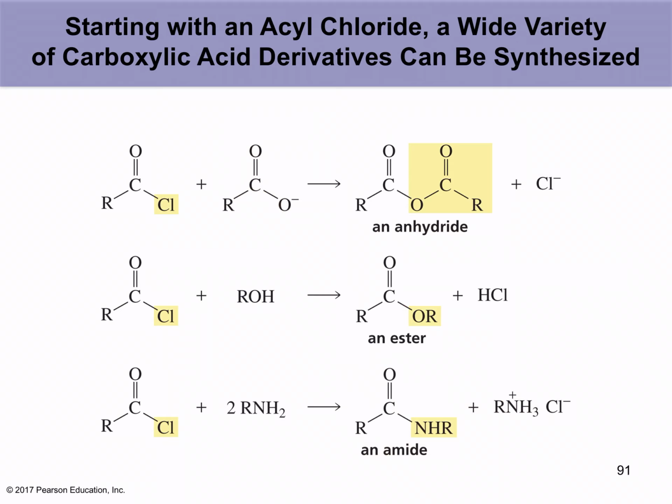Once you convert a carboxylic acid to an acyl chloride, it can undergo a wide variety of reactions, and it can also produce different carboxylic acid derivatives. So acyl chloride with carboxylate anion, you can form anhydride. With alcohol, you can form an ester. With amine, you can form an amide group.